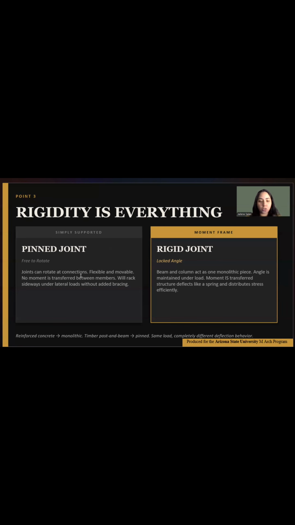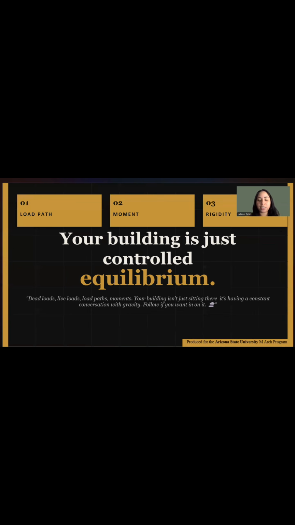So the pin joint can rotate at connections. It's flexible, it's movable, no moment is transferred between members, and it will rack sideways under lateral loads without added bracing. And the other one, a beam and a column act as one monolithic piece. Angle is maintained under load, moment is transferred, and the structure deflects like a spring and distributes stress efficiently.